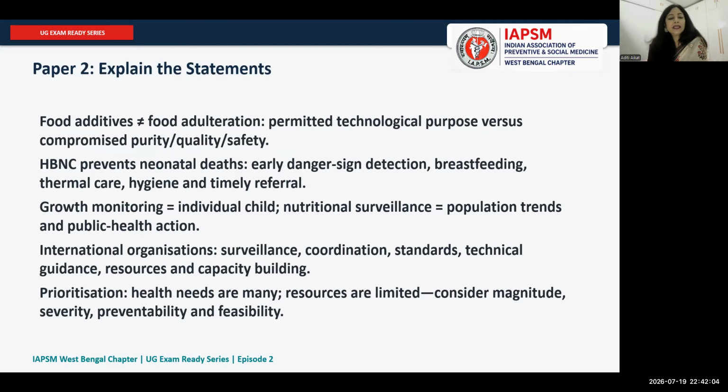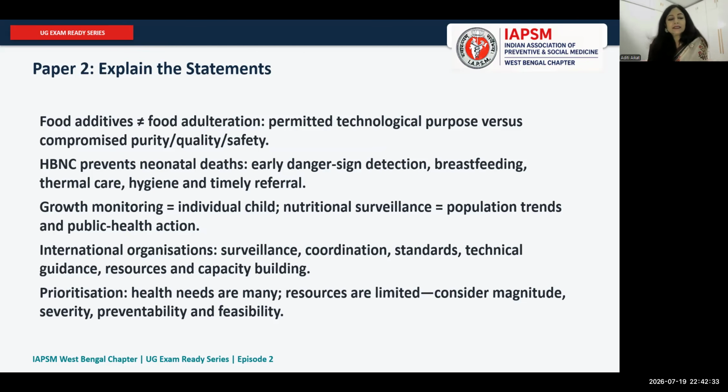A few more explain the statements. Food additives and food adulteration are not the same. One is for enhanced quality or appeal, and the other is compromising the purity, the quality, and the safety. So that basic has to be segregated.